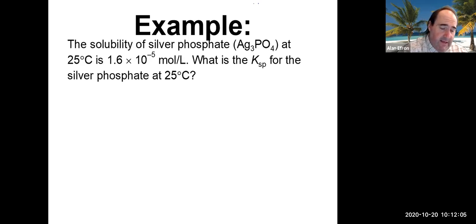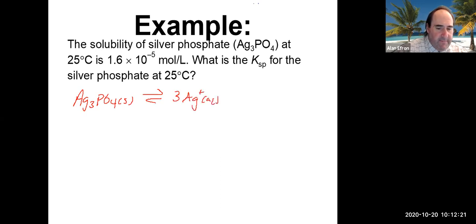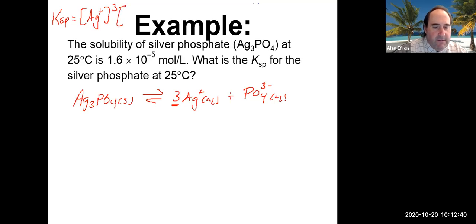So first off, if we take something like silver phosphate, it is going to break apart. So silver phosphate here, it will break apart into three silvers and one phosphate. That means that if we write our KSP here, our KSP would be the concentration of silver, and we would need to cube it because of the three that's there, times the concentration of phosphate. And nothing needed there because the coefficient is one. And that is ultimately what we're trying to find here.